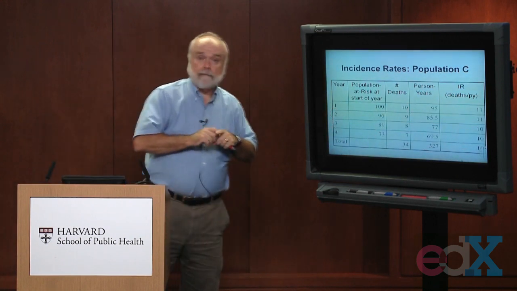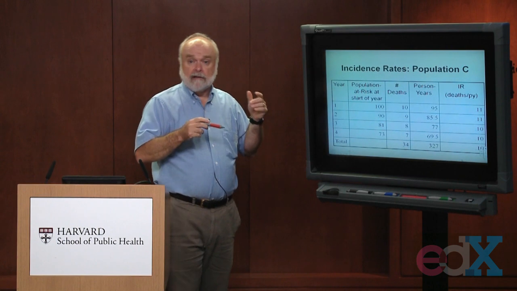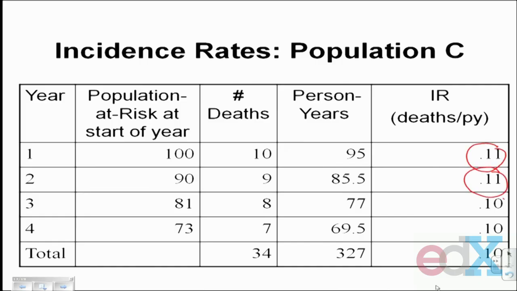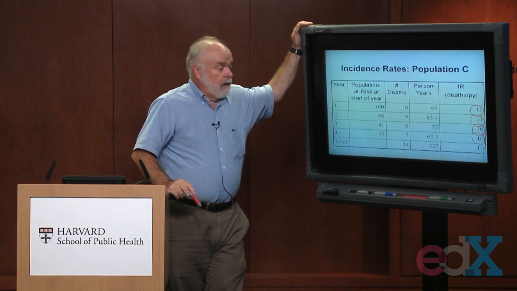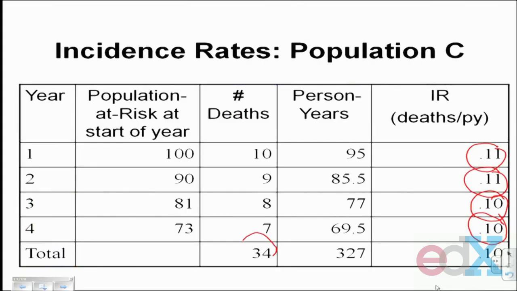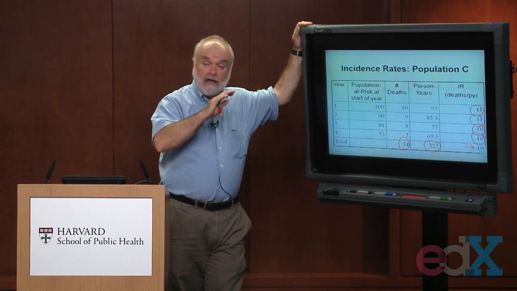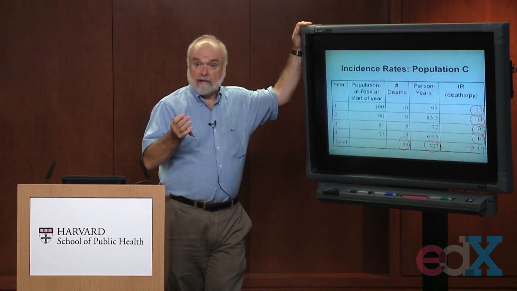Well, finally, if you just look at population C, and I'm not going to go through the calculations, the incidence rates are almost constant. 0.11, 0.11, 0.11, 0.10 for the 4 years of follow-up. They're all about 0.10. If you take all the deaths, 34, divided by all the person time, 327 person years, you'll get roughly that same number again, 0.10 deaths for every 1 person year of follow-up. Here, this one calculation, all cases divided by all person time, makes sense.